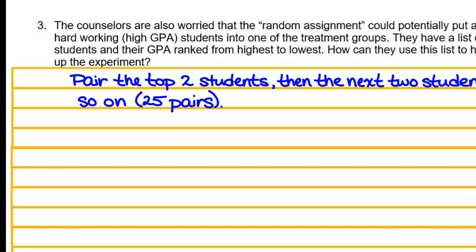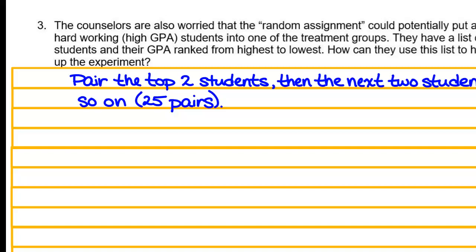All right, so I've got my 25 pairs. Top 2, number 3 and number 4, number 5 and number 6, number 7 and number 8, all the way until we get to numbers 49 and 50 paired together. Again, they're ranked by GPA already. You guys okay if we go with the coin flip? It's just less to write down, and it works as a chance device here.